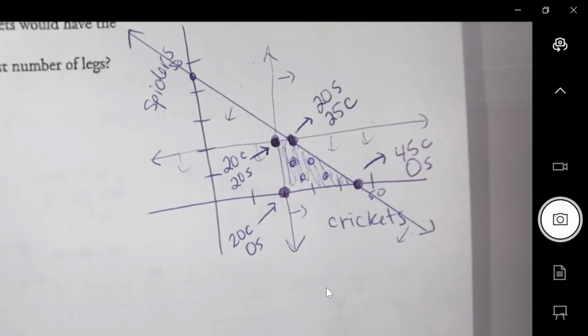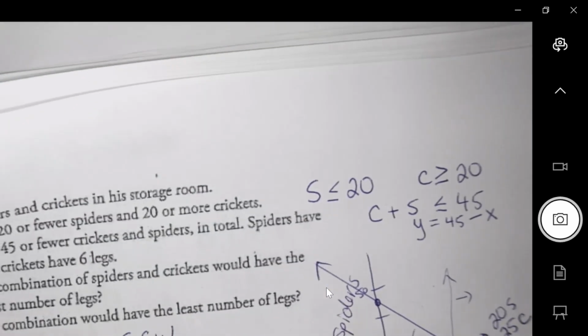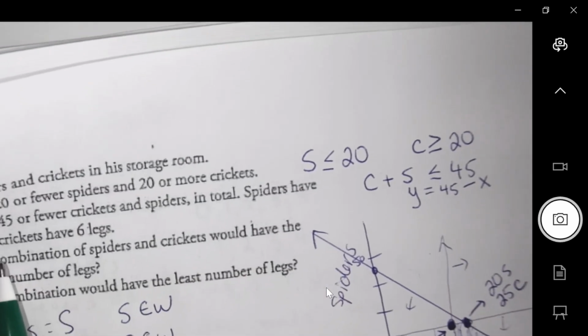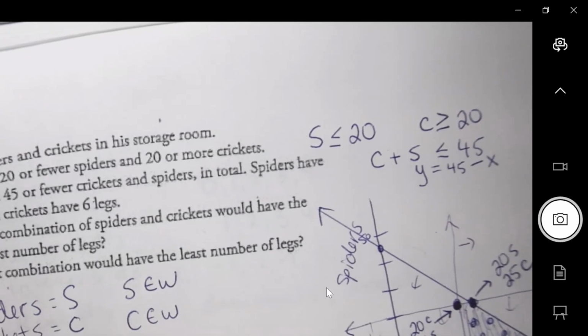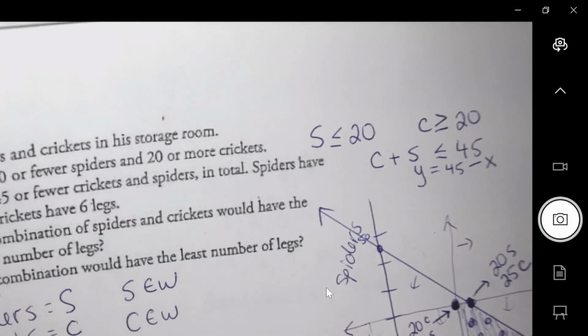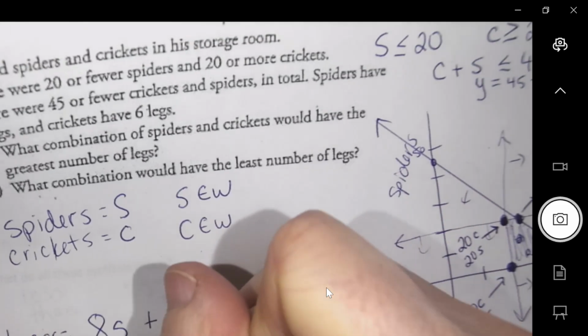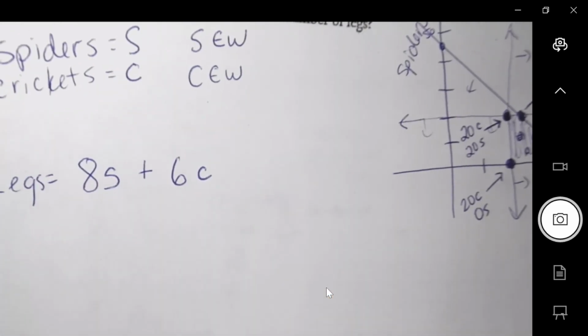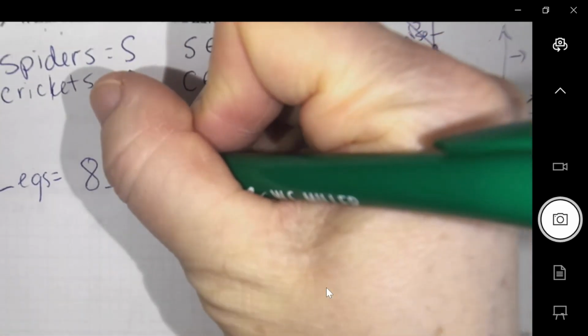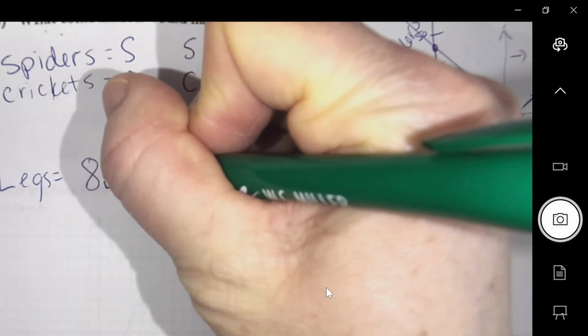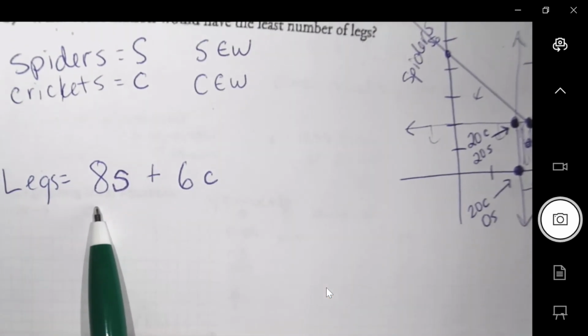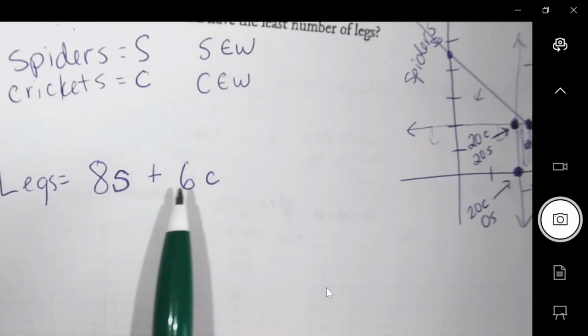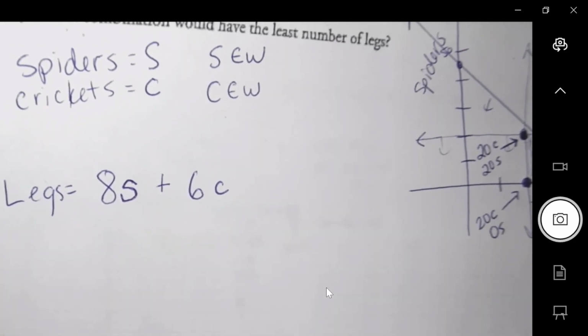Okay, so we're going to talk about the number of legs. Spiders have 8 legs, so 8S plus crickets have 6 legs. I don't want that to look like a 5, that's an S. If spiders have 8 legs and crickets have 6 legs, that's how many legs I would have altogether.